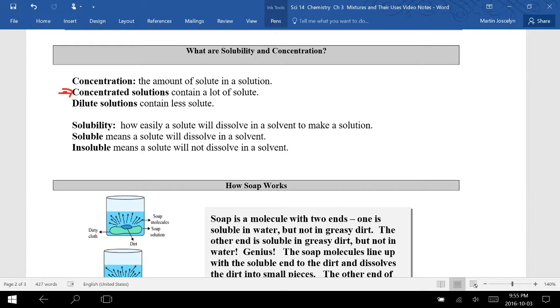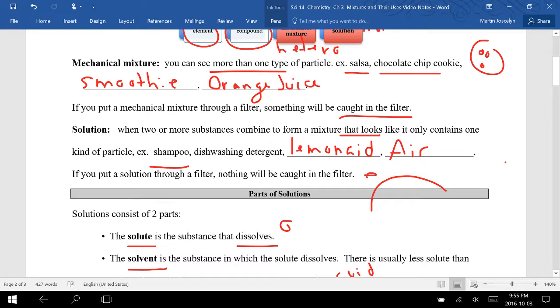Solubility is how easily a solute will dissolve in a solvent. So how easy a solute will dissolve into a solvent and become a solution where you can't see any of the solute or any of the solvent anymore. It just looks like one solution.